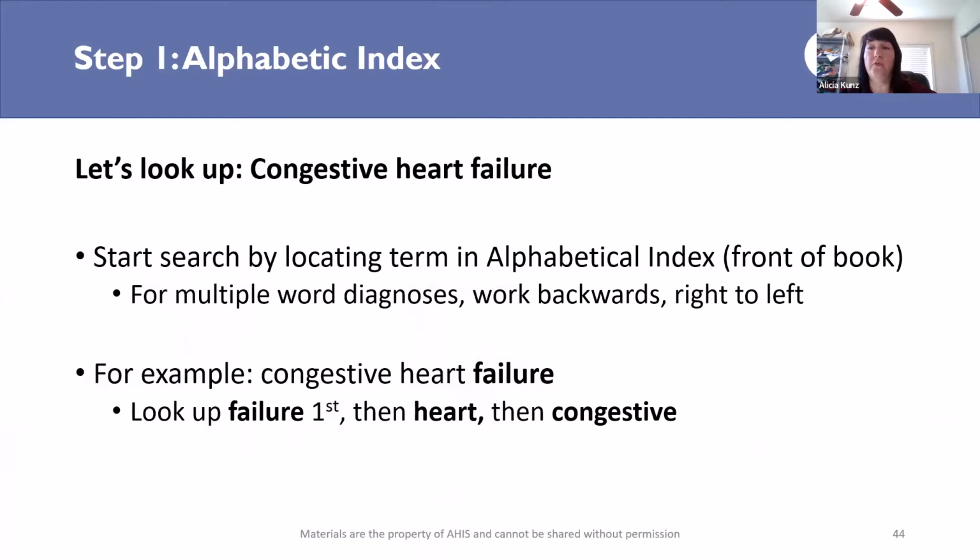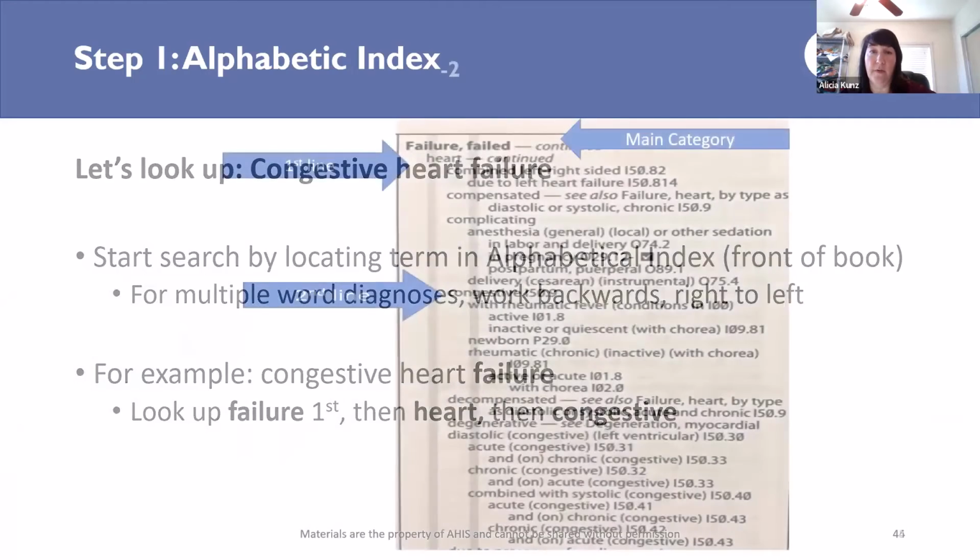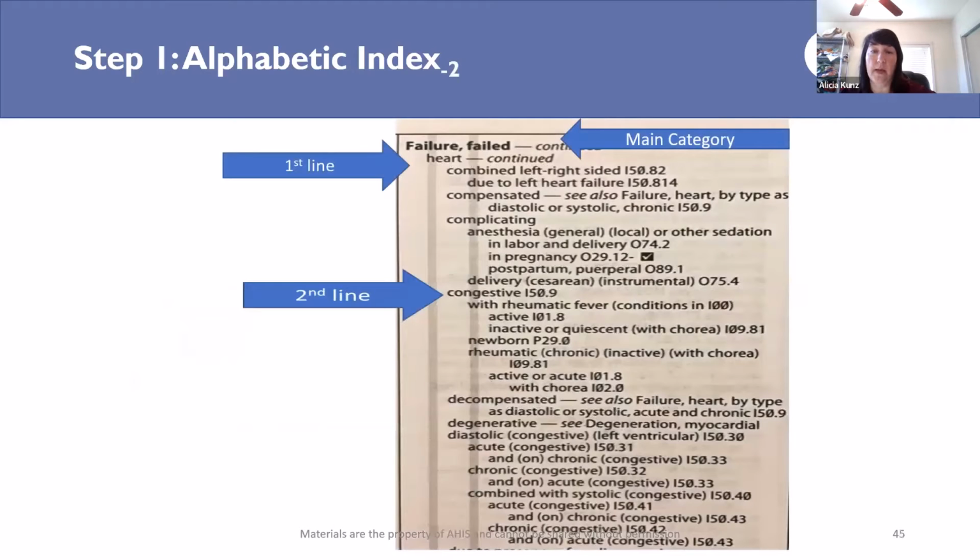So you go to the front of your book and you're going to look up the term failure, and you're going to see it in bold. Then you're going to look for the subterm heart, and then the subterm below that will be congestive. So this is what it will look like. You'll see failure or failed in bold. And then the next one is heart.